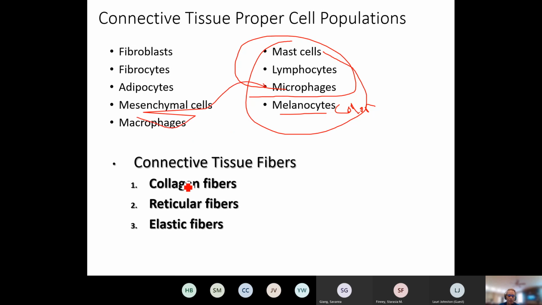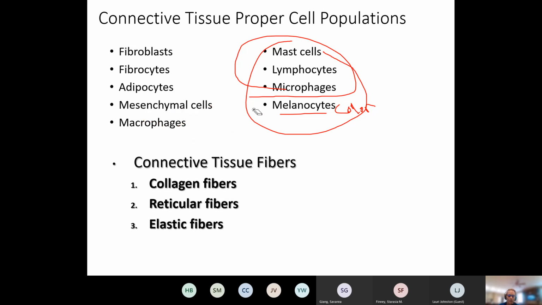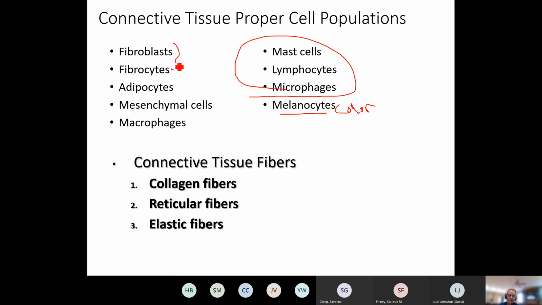Macrophages are also, again, immune cells. And then your mesenchymal cells are kind of like stem cells. And your fibroblasts and fibrocytes, these are the cells that make your collagen, reticular, and elastic fibers.